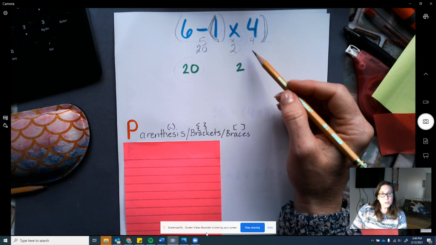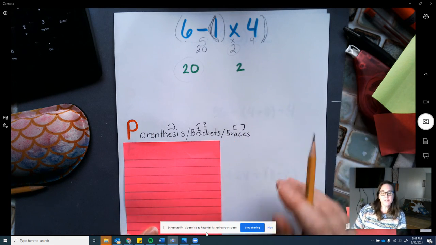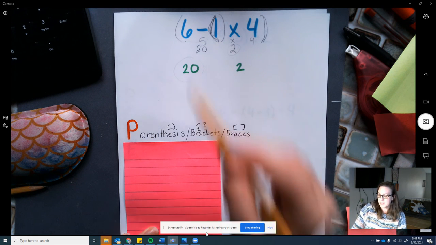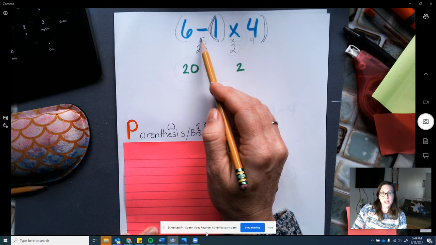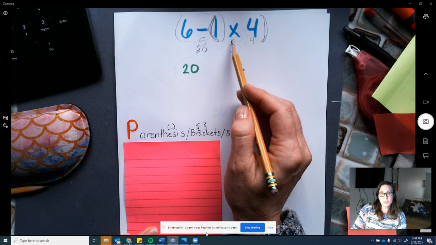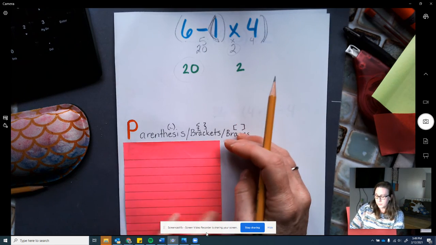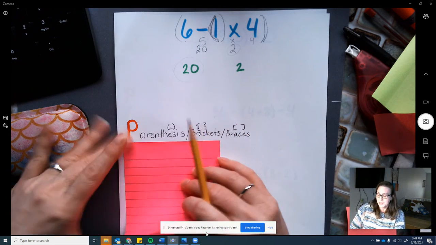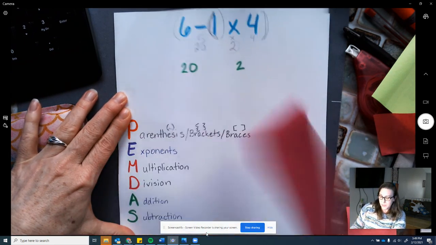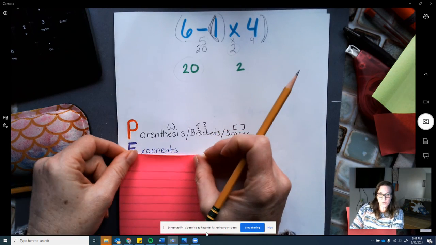When there's no parentheses, though, we have to follow the order of operations because, believe it or not, subtraction is not more important than multiplication. They actually decided that multiplication was more important than subtraction and had to be done first. But before we get to that, I want to go over what the E stands for.